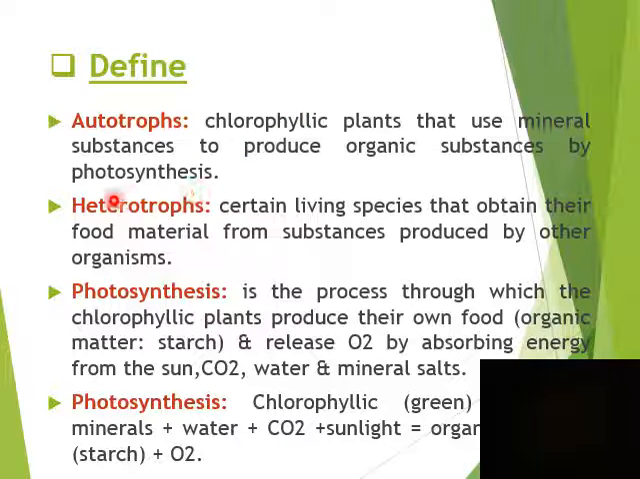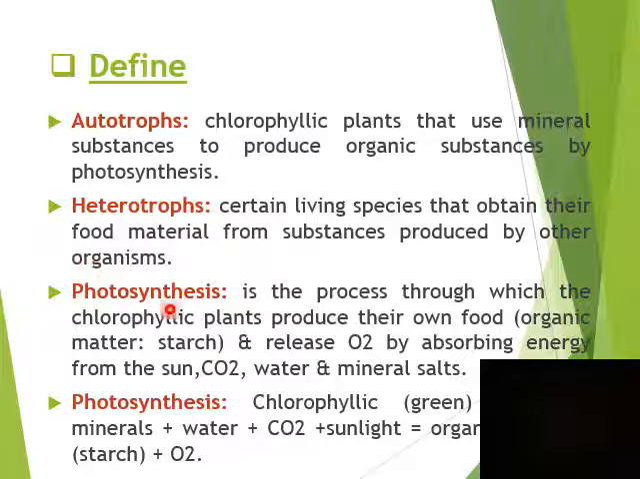What about heterotrophs? Are they the same? Of course no. Autotrophs, from its name, auto, it means self. They are self-feeders. They are able to produce their own food. They are producers. While heterotrophs are the living organisms that obtain their food material from substances produced by other organisms. So they do not produce their own food. They are the ones that feed on the food that is produced by others, such as the fungi. They are not able to produce their own food. They feed on the food that is produced by the green plants.